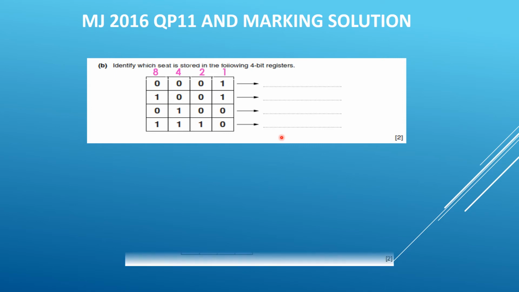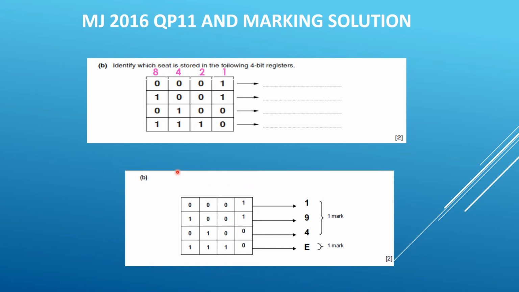Now let's see the answer. Yes, for the first row we got 1, for the second row we got 9, for the third row we got 4, and for the last row we got E, which is equivalent to 14. So this is how a binary number is converted into an equivalent hexadecimal number. You can also see the mark division. The first 3 rows consist of 1 mark and the last row consists of 1 mark. So this is how you can get 2 marks.